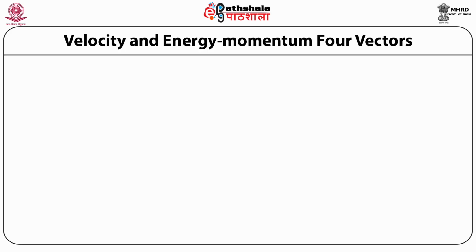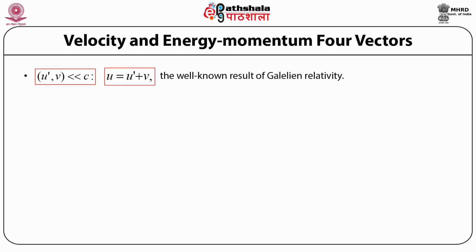As for the discussion that we were doing just now, for normal velocities, that is the velocities that we encounter in our daily lives, we know that the velocity u prime, that is the velocity with which the object is moving in the K prime frame of reference, and the speed v with which the frame of reference K prime is moving with respect to the frame of reference K, we can then write down that u prime and v are both much less than the velocity of light c.